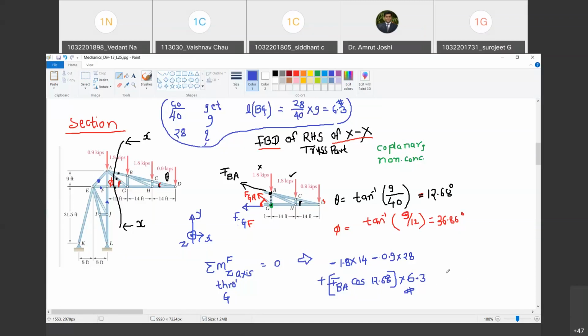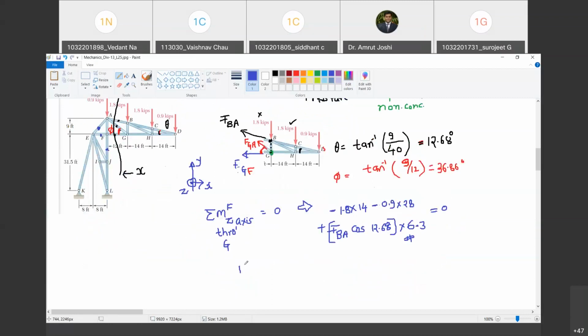This must be equal to 0. Do you agree with me? Yes, sir. So solve this and tell me the value of FBA. I want somebody else also to confirm what this is. Vedant, so the value that Vedant tells, someone else should also confirm. So please do the calculation, Vedant, you also do and tell me this value quickly.